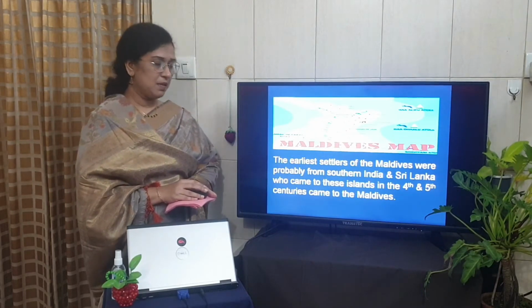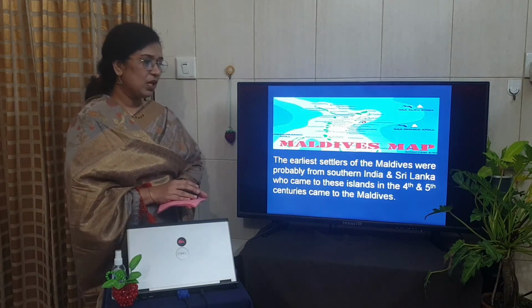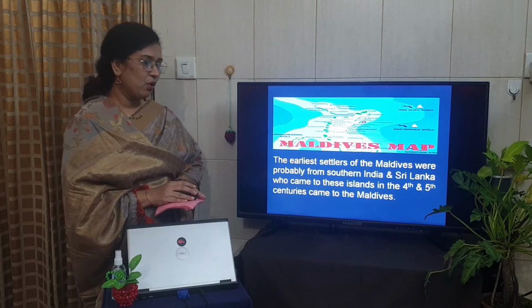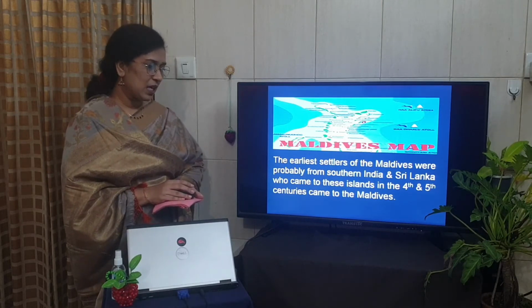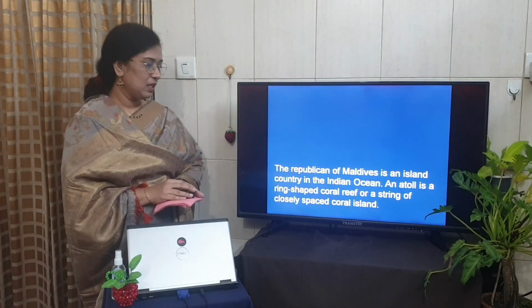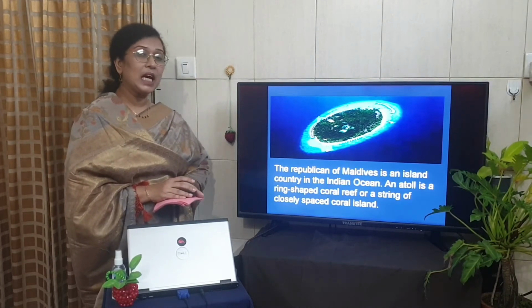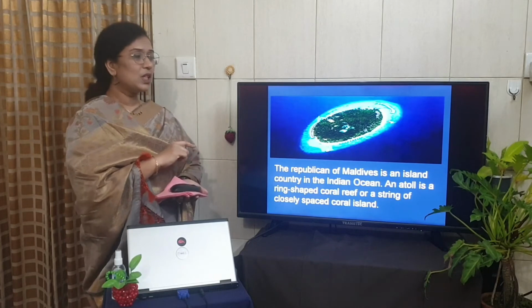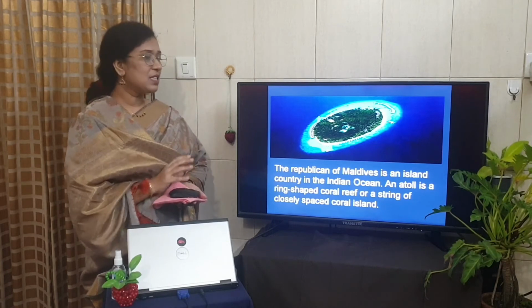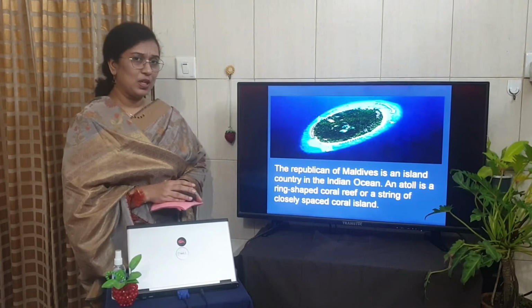So this is the map of Maldives. The earliest settlers of the Maldives were probably from southern India and Sri Lanka, who came to those islands in the 4th and 5th centuries. Look at the beautiful scenery. Look at the vibrant color. The blue, the sky blue, the green. This looks like a paradise. Maldives has several islands like this. And look at this. This is very beautiful.